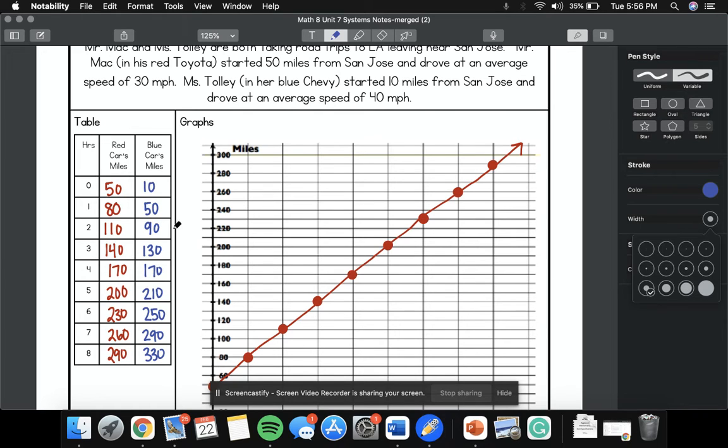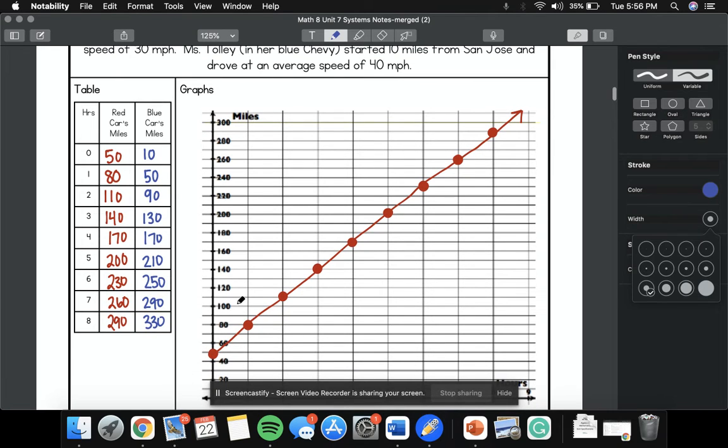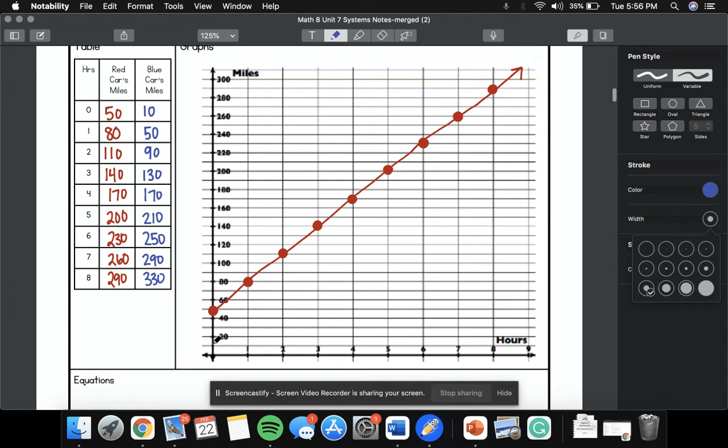All right, now I'm going to do the same thing. I'm going to plot all of my ordered pairs for the blue car on the same graph because we're just talking about the same thing, just 2 different cars. Now this car started 10 miles away from San Jose, so I'm going to put a little dot right there. At 1 hour, she was 50 miles outside San Jose. 2 hours, 90. 3 hours, 130. 4 hours, 170. 5 hours, 210. 6 hours, 250. 7 hours, 290. And it looks like I can't do the 330, which is fine.